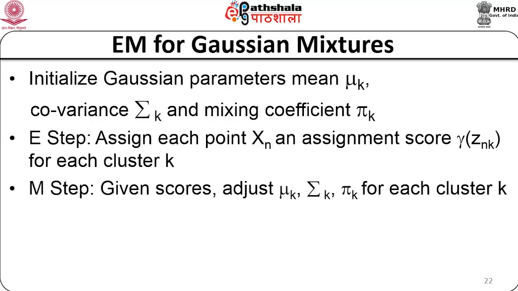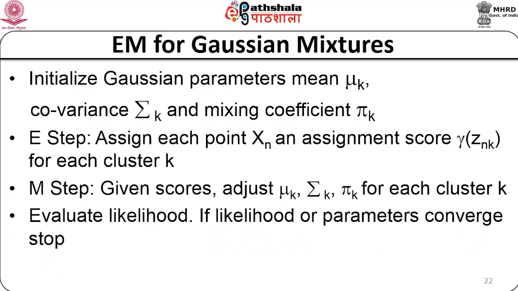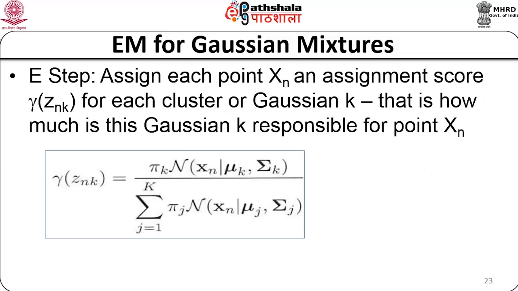Now, the Gaussian mixture has a Gaussian distribution for a cluster instead of just a mean. So, you have the mean, the covariance and the mixing coefficient. For each of the clusters you redefine this given the scores. And then you evaluate the likelihood. If likelihood of parameters converge, you stop. So, basically given those scores you will adjust the values. With those values again you will calculate, then again you will give a score, then again you will calculate the model parameters, go back and so on.